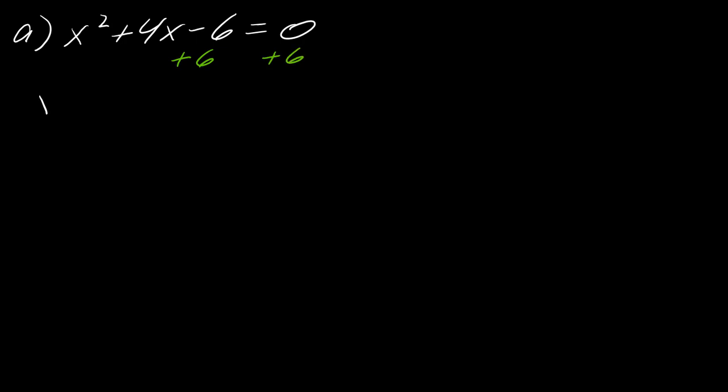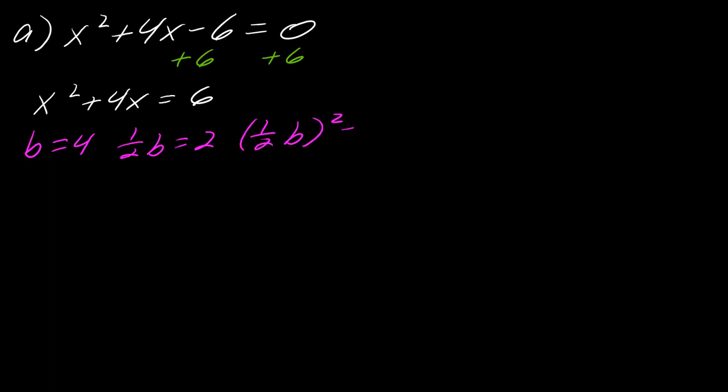So I've got x squared plus 4x equals 6. Next, you need to complete the square and add the 1/2 b squared to each side. So if you want to pause the video and do that and then check. So for my purposes, my b here is 4, my half b is 2, and then my half b squared is 4. So I need to add this 4 here to each side.